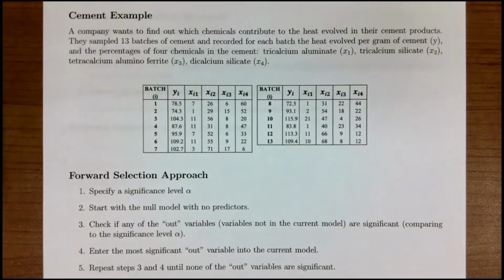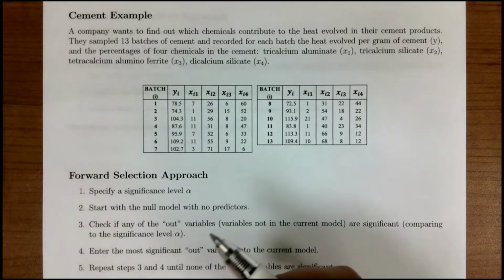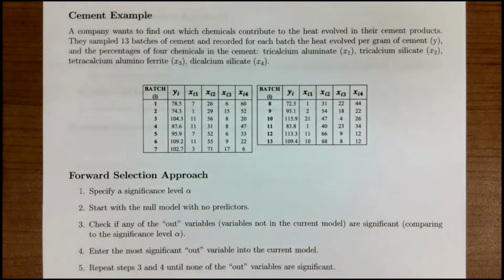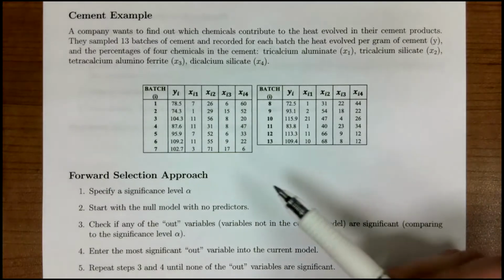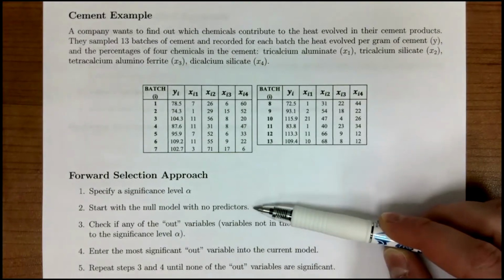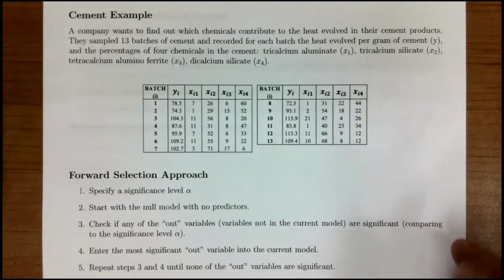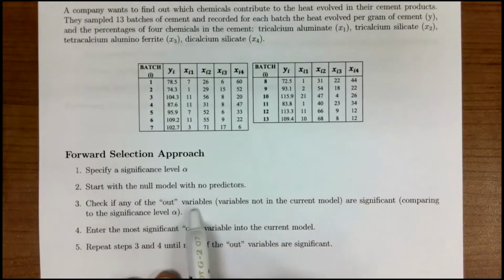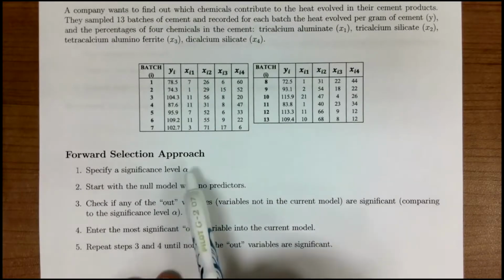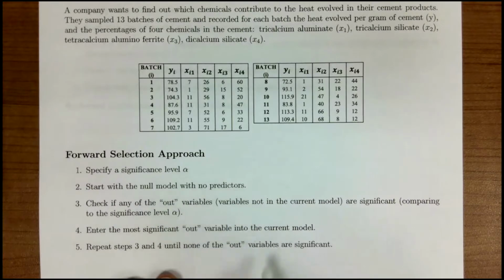So the forward selection approach follows as we're going to specify an alpha level. Typically, you wouldn't want to pick 0.05. JMP has a default of 0.25. We're going to be using 0.15 just so that you know you can change that alpha level. But what you're going to do is start off with a null model, no predictors. Then we're going to check if any of the out variables, so the variables out of the model, are significant compared to our alpha level. Then we'll put that variable into the model, and we'll just keep repeating 3 and 4. Let's go to an example.